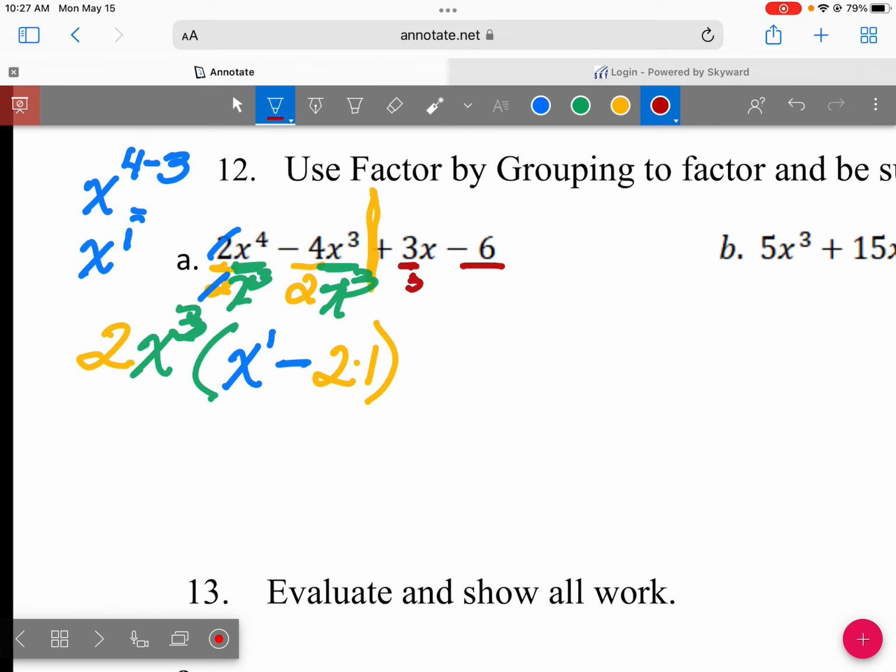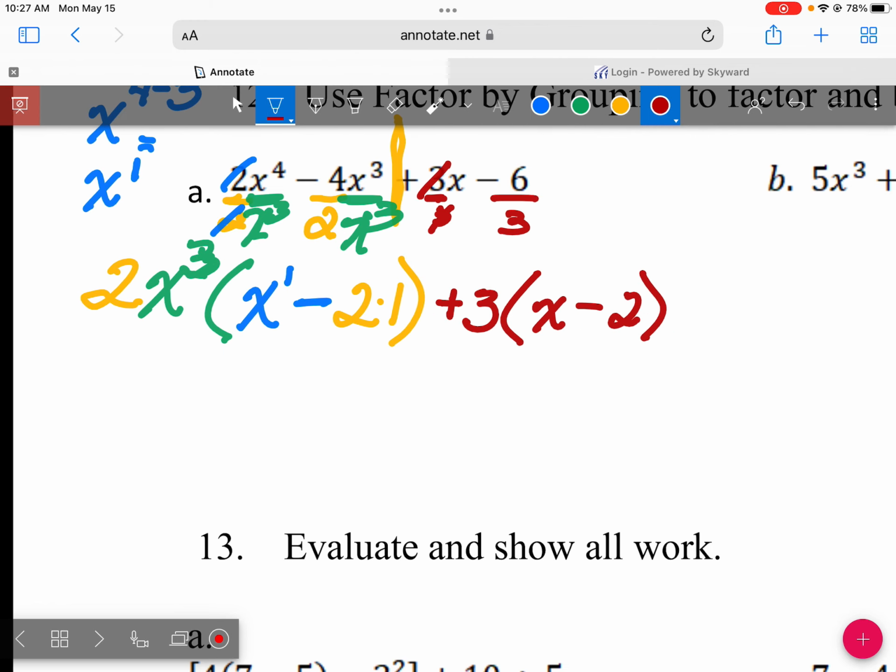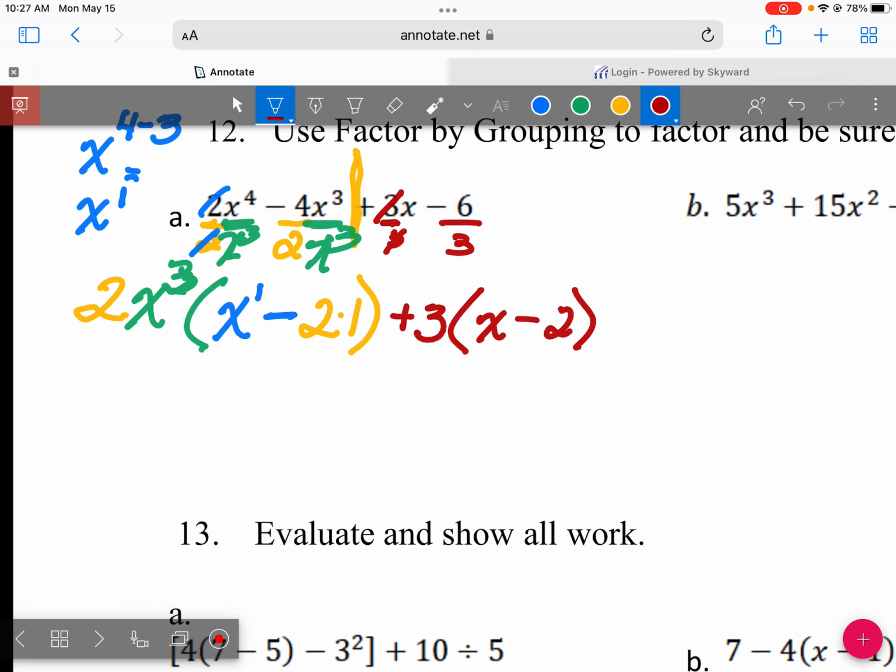So 3 and a -6, what's the greatest common factor? 3, so divide by 3. That means I'm factoring out this positive 3, okay? So 3's are going to simplify out. I'm left with x here minus 6 divided by 3 is 2. Now, as you look at this, right here is really x minus 2 also.